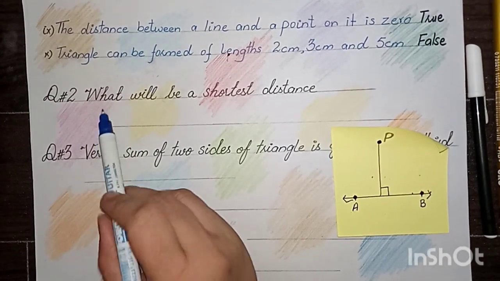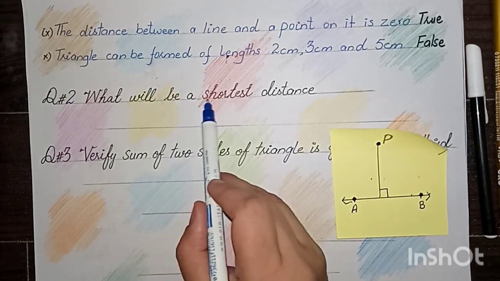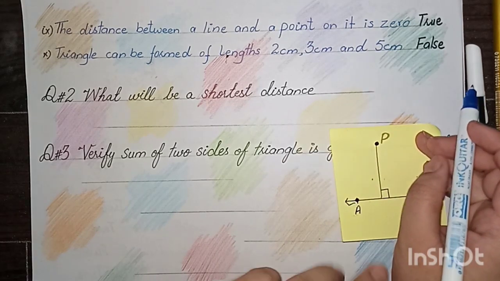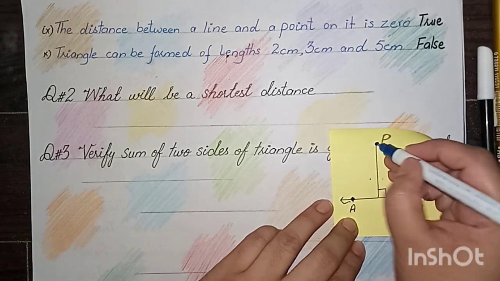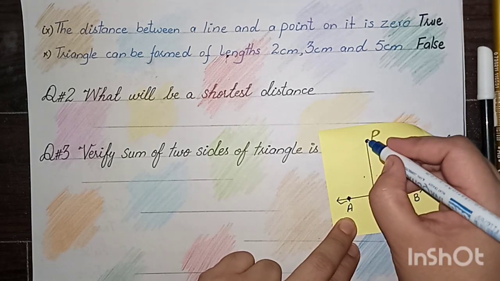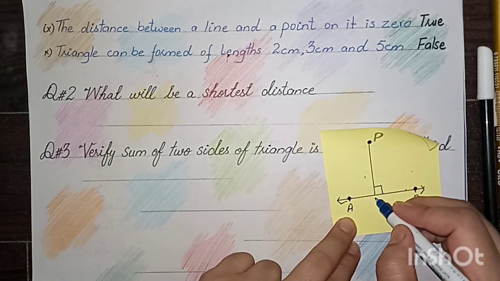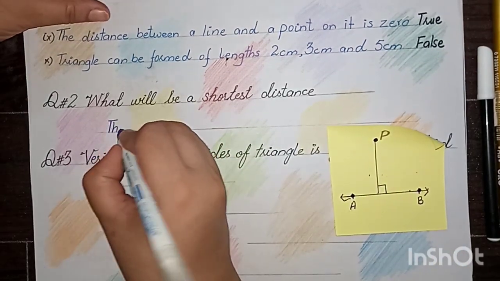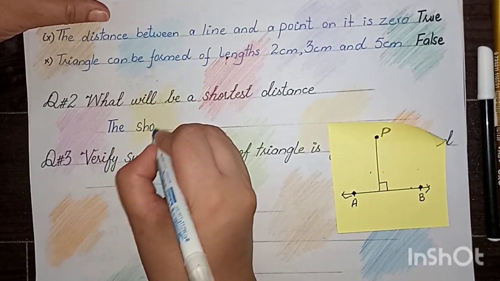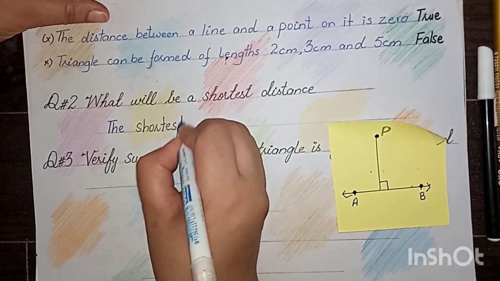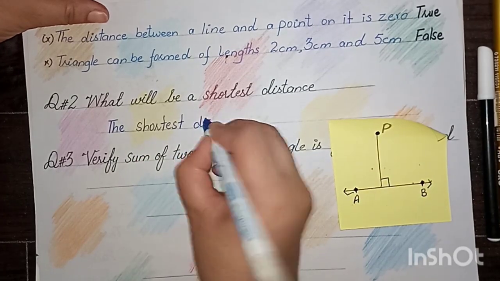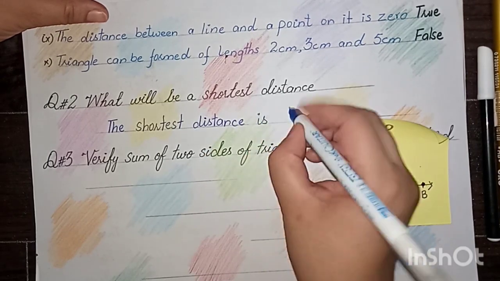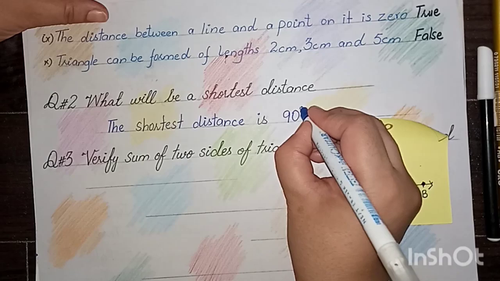Now question number 2. What will be the shortest distance from a point to a line? So with the help of this diagram, this is a point and this is a line. The shortest distance between a point and a line is 90 degrees. So I will write: the shortest distance is 90 degree.